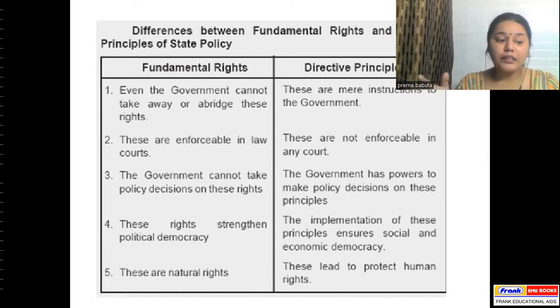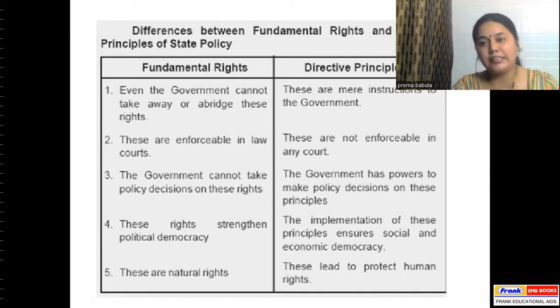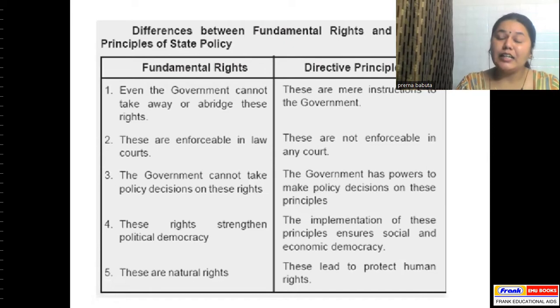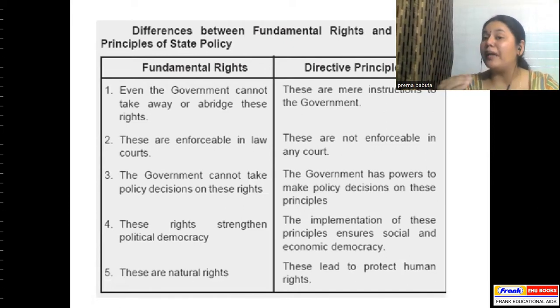The aim is to establish a welfare state. Now, because that is the aim, the government has the right to decide what policy is best suited related to the area. Correct? Then these rights, the fundamental rights, strengthen the economy and mainly the political democracy. Directive principles, the implementation of these principles ensures social and economic democracy.